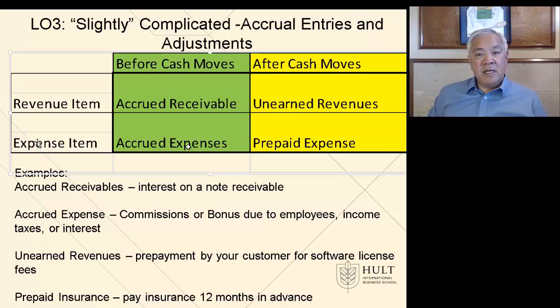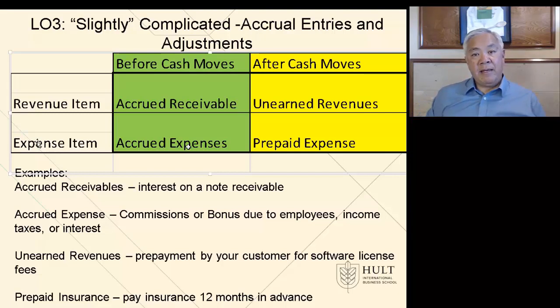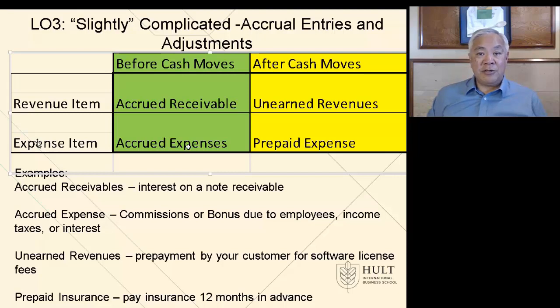An example of this would be insurance. So we pay a year's insurance in advance, and at the moment we made the payment, we've had no expense yet. We haven't used any insurance. But every month when we use the insurance, we charge for a month of insurance. So it starts off as an asset, and then it starts peeling away every month, one month at a time, as we use it and expense it. So we're going to look at some examples here.